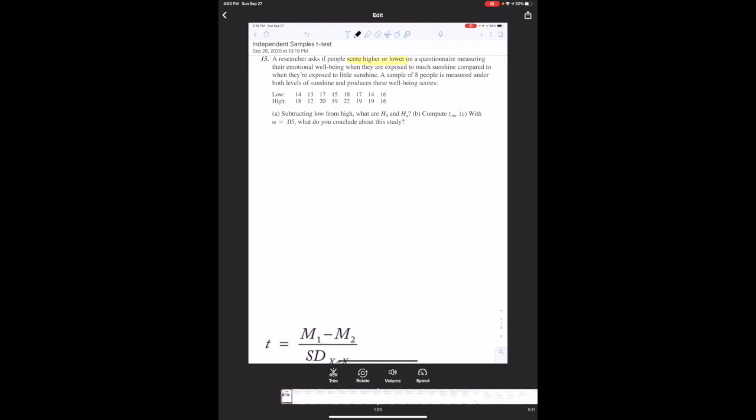We want to determine here whether too little sun or too much sun manifests in differences in these well-being scores. So we have the group of scores for the low, we have a group of scores for the high. Let's do that null hypothesis and alternative hypothesis first.